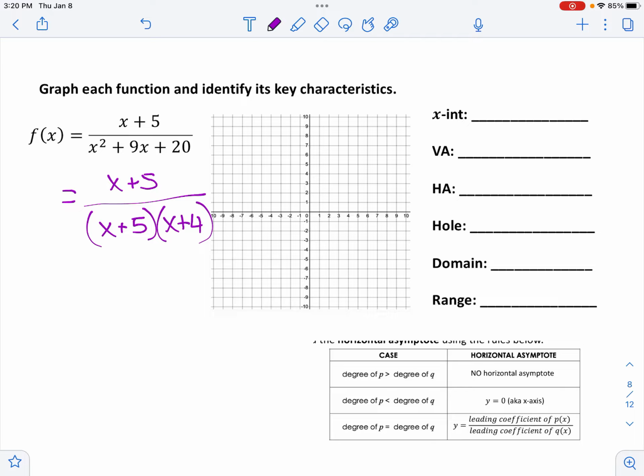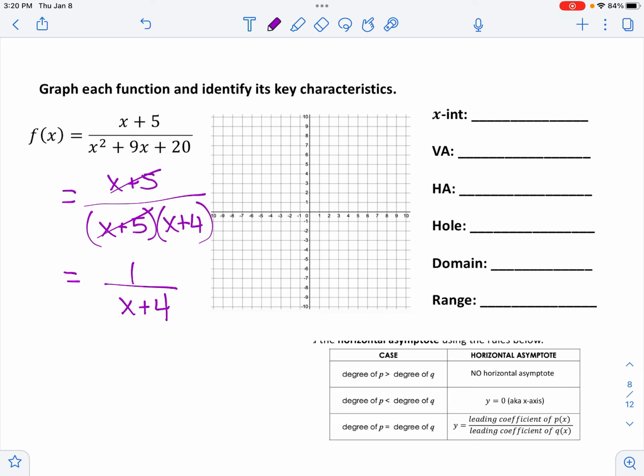Okay, so now I'm going to simplify. Cancel, cancel. So I'm left with 1 on the top as a placeholder, and then x plus 4 on the bottom. Okay, now because I did cancel a common factor out here, I will have a hole this time.